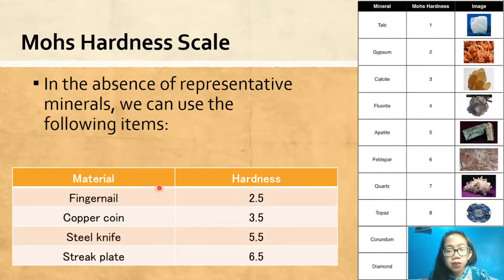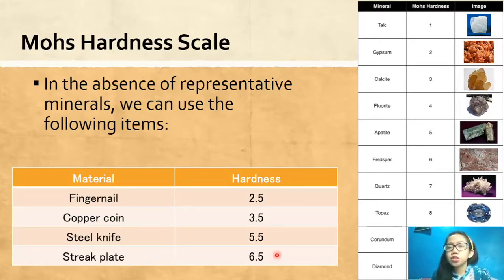Here are some representative materials which will allow you to further understand the Mohs hardness scale. Fingernails are only 2.5. The copper coin is 3.5. A steel knife is 5.5, and then a streak plate is 6.5.